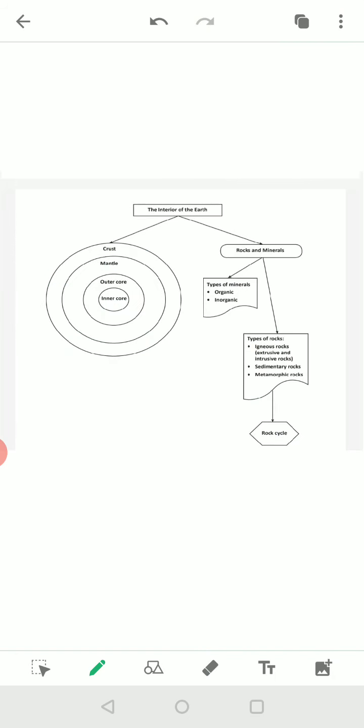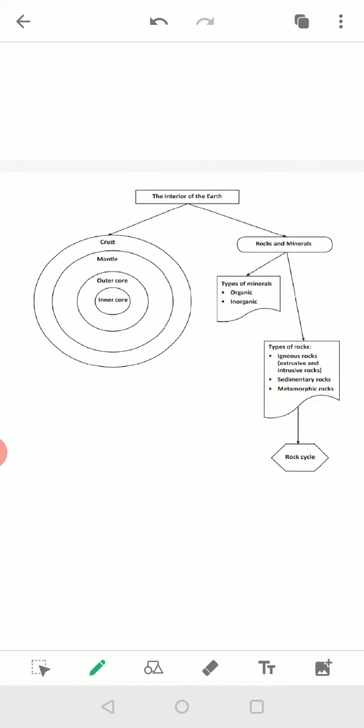Now just look at this flow chart which is visible to you here. The interior of the earth consists of the upper layer known as the crust, the middle portion known as the mantle, then the layer known as the core, which consists of two parts, that is the outer core and the inner core. On the next side there are rocks and minerals.